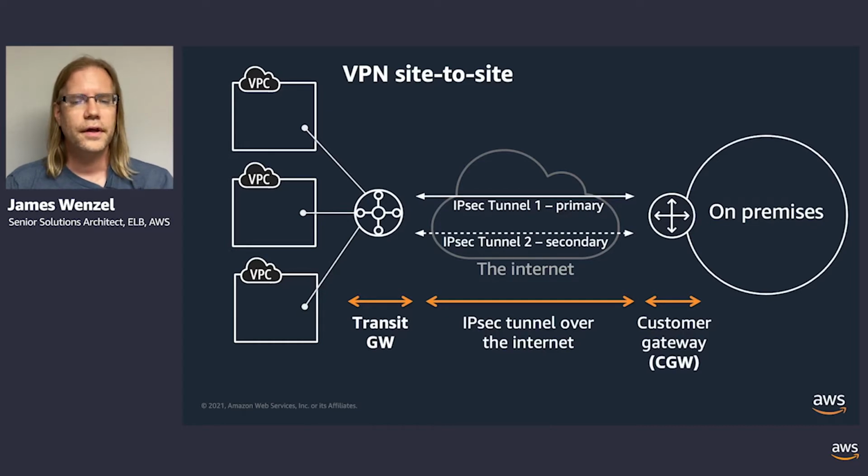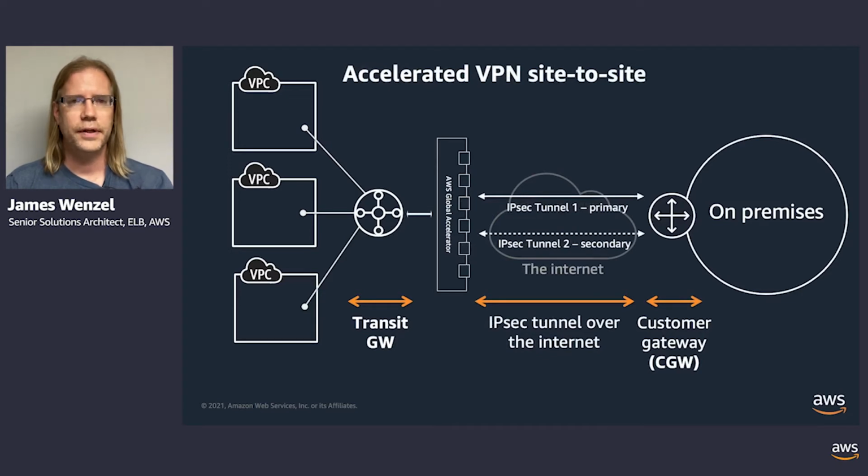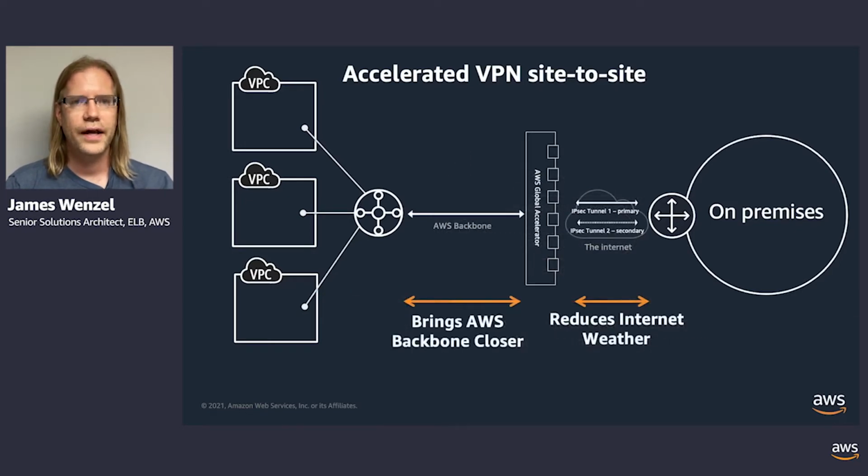Now, of course, the thing that we can't control is the internet. So one of the things that we have done is we've used our global accelerator to help us accelerate our VPNs. Now, how do we do this? Around the globe, we have points of presence, or POPs, that have connectivity to the global accelerator. And the global accelerator then, in essence, moves the connectivity closer to where your on-prem is. This way, you take more advantage of the AWS backbone than you would before, because you would basically have to rely on what we call internet weather.